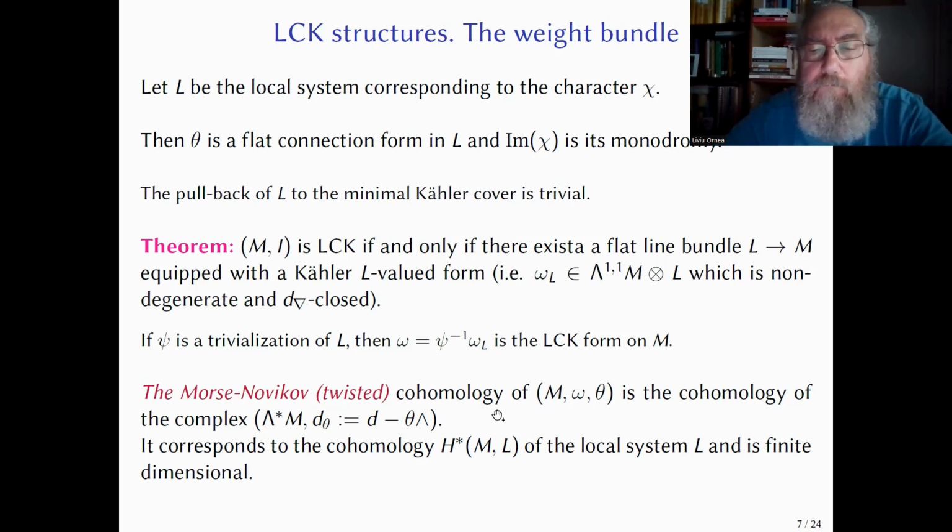So it is the cohomology of d theta. This operator clearly has null square. So it gives a cohomology which is finite dimensional, etc. It's an elliptic complex, so it gives a good finite dimensional cohomology, but it also corresponds to the cohomology of M with values in this local system. And sometimes it is very useful to see it like this.